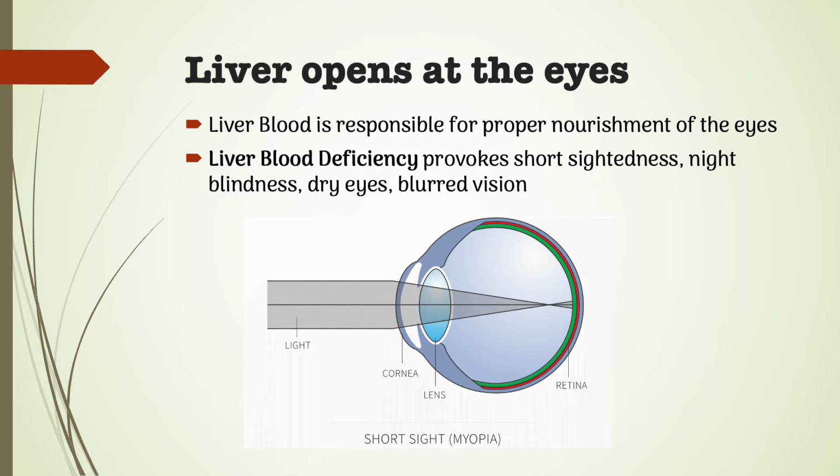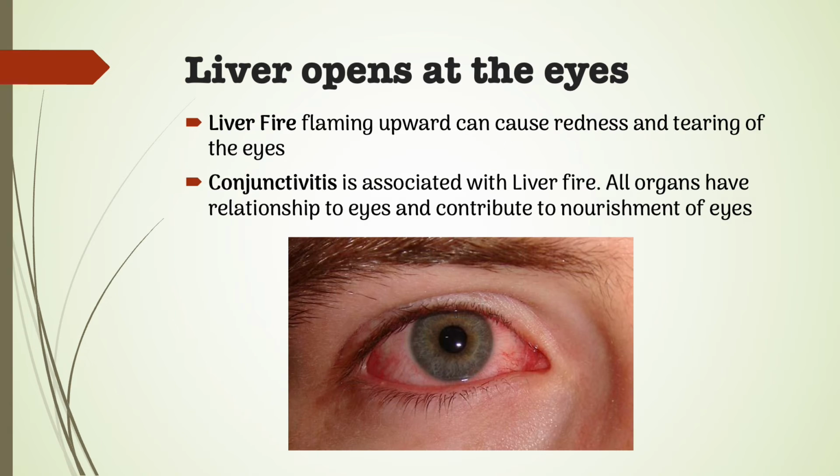Liver blood is responsible for proper nourishment of the eyes. Liver blood deficiency provokes short-sightedness, night blindness, dry eyes, and blurred vision. Liver fire flaming upward can cause redness and tearing of the eyes. Conjunctivitis is associated with liver fire. All organs have a relationship to the eyes and contribute to their nourishment.